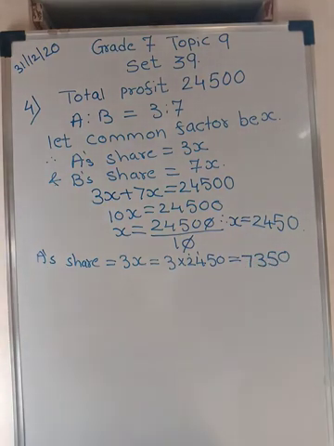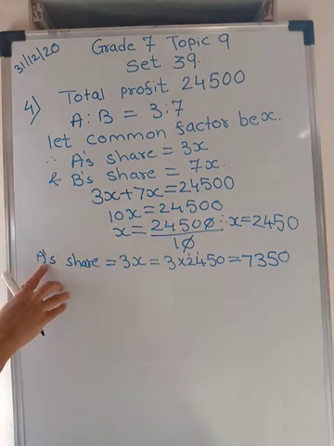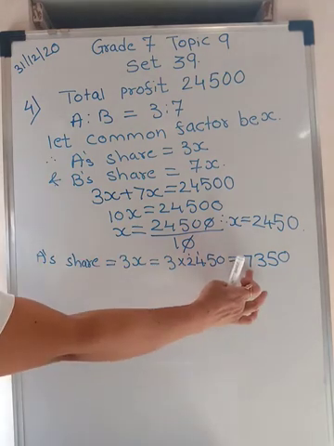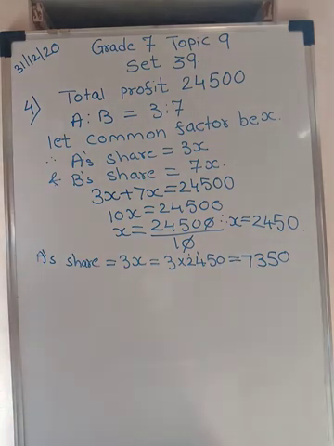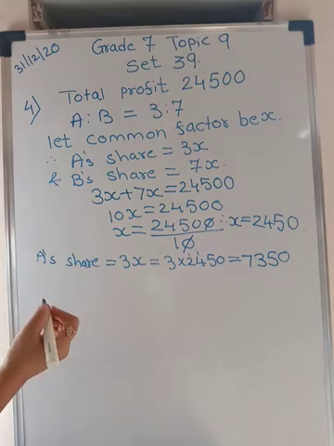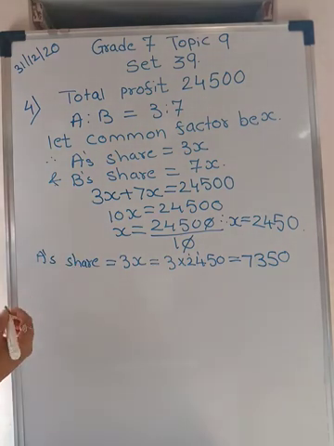Now listen to the next part of the question. Each of them gave 2% of his share of profit to the soldiers' welfare fund. What was the actual amount given to the fund by each of them? Now they have given 2% of their profit. That means A is going to give 2% of 7,350 to soldiers' welfare fund. So how much fund will be given by A?